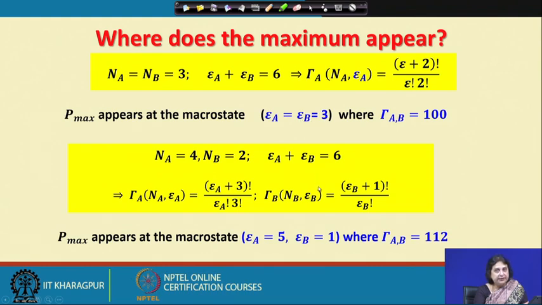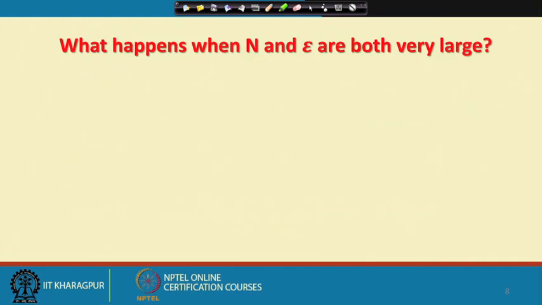But when I have an asymmetric case, we have already seen that the P max appears at the macro state where epsilon A is equal to 5, epsilon B equal to 1, and the associated number of microscopic states is equal to 112. Now, the next thing that we are going to discuss is what happens if, unlike the cases that I have discussed till now, both n and epsilon become very large.